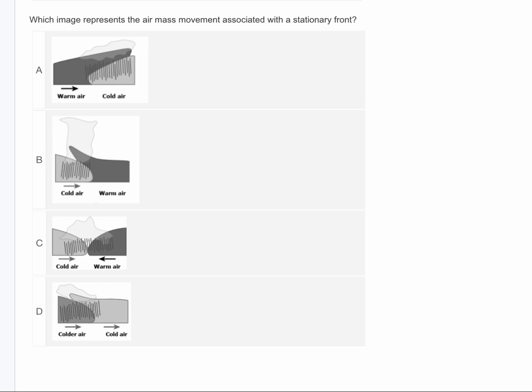Which image represents the air mass movement associated with a stationary front? A. Warmer air, cold air. B. Cold air, warm air. C. Cold air, warm air. D. Colder air, cold air.